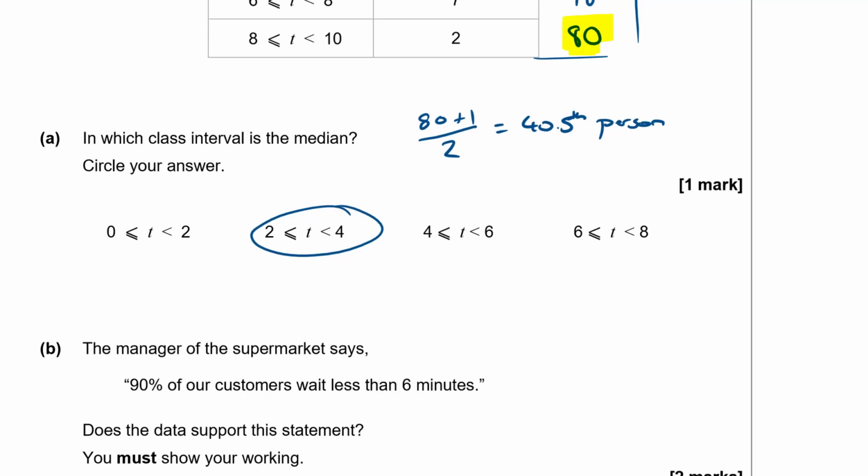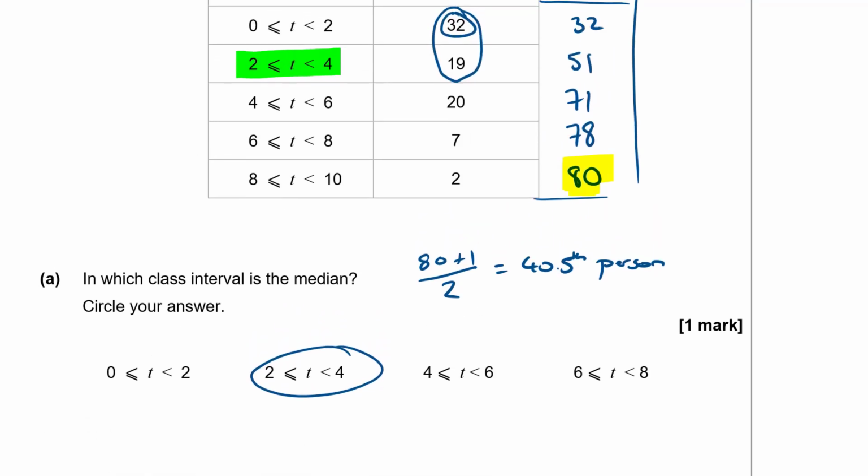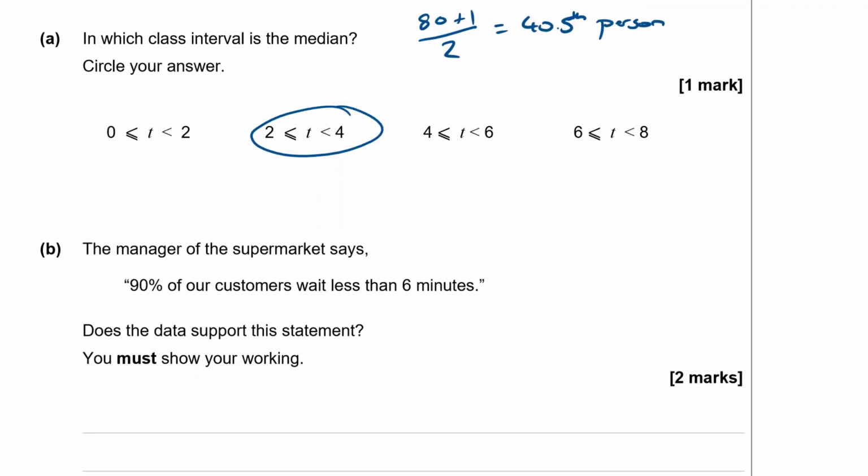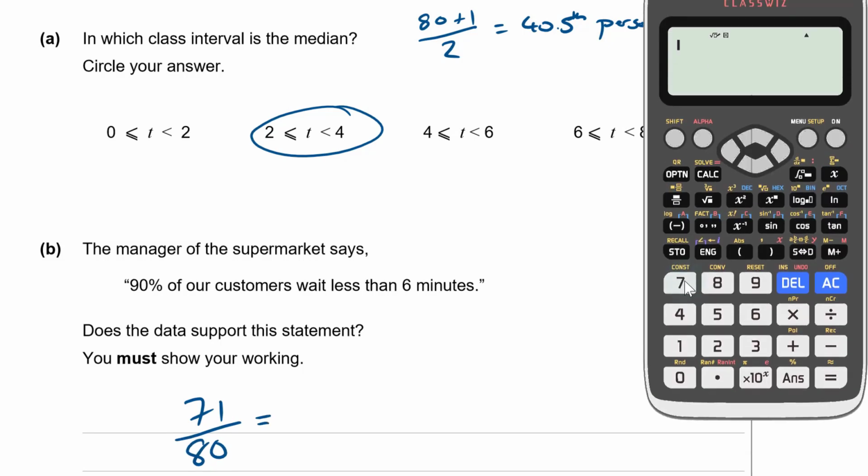Okay, so going back to the data, how many people did wait less than 6 minutes? Well, the people who waited less than 6 minutes are going to be all the people in the 0 to 2, 2 to 4 and 4 to 6 categories. Now we've already added that up. Our cumulative frequency says there are 71 people who are in those first 3 groups. So we just need to now work out whether or not 71 is 90% of 80. So what is 71 out of 80 as a percentage?